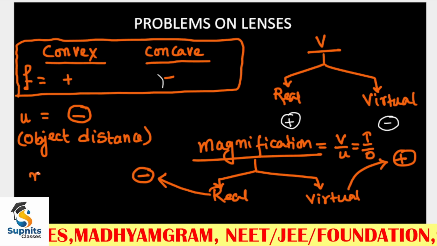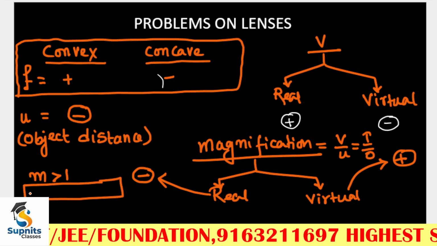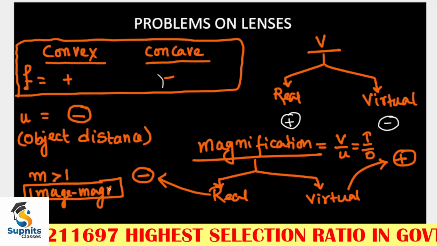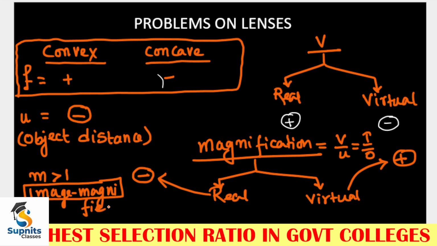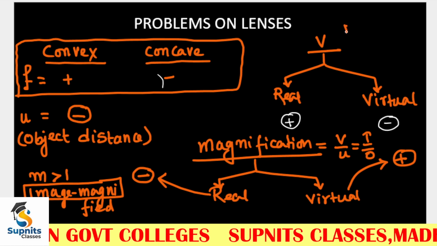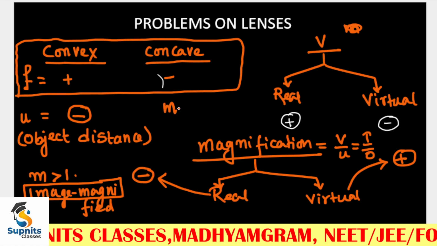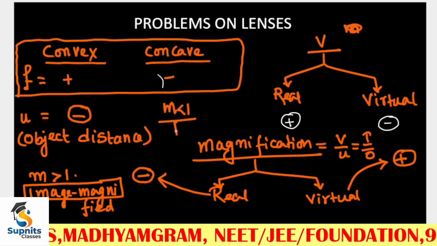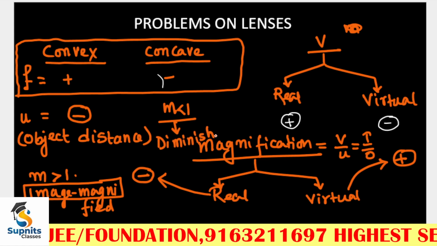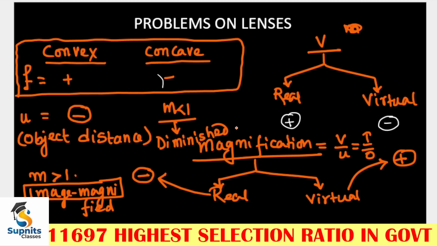In case magnification comes more than 1, this means the image is magnified. And if it is less than 1, then the image will be diminished. If magnification is less than 1, you can write here less than 1, then it's a diminished image.